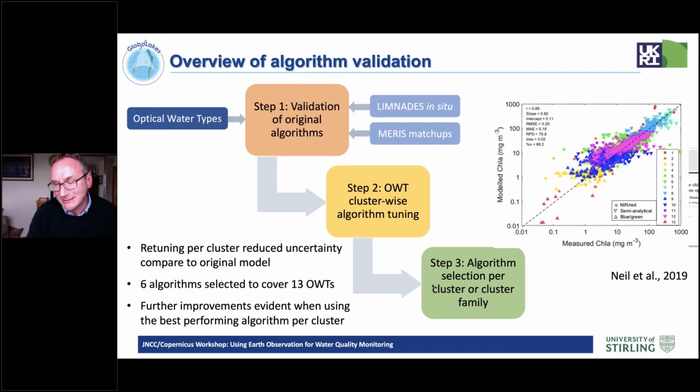And then we have a scatter graph there on the right hand side, which has been published. So you can look at the paper from Neil et al. 2019. Neil is another co-author on a paper coming up this afternoon, which just demonstrates that procedure and the results in much more detail. What we found was that basically with the in situ data, 6 algorithms were very effective in covering the 13 different optical water types that we had.